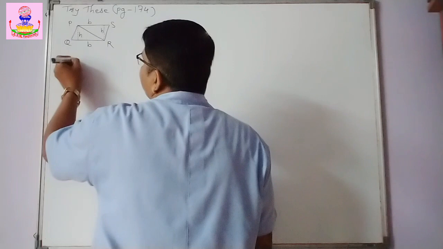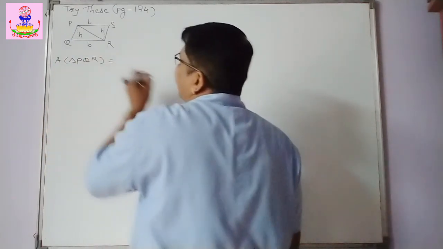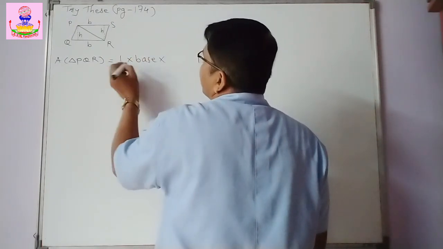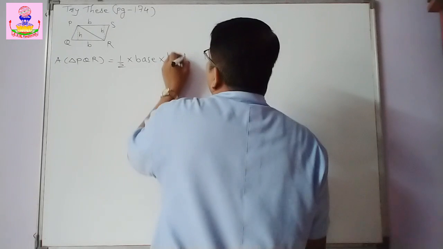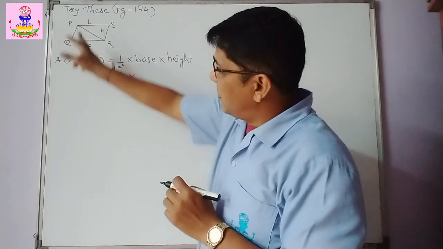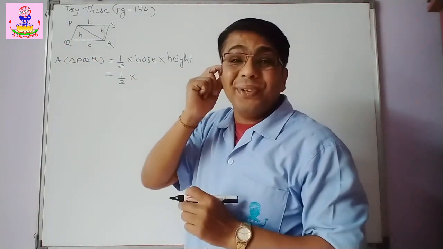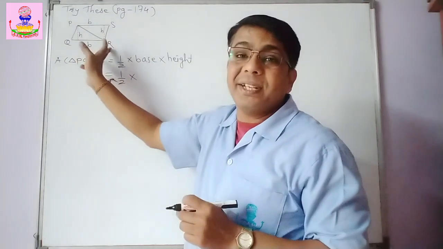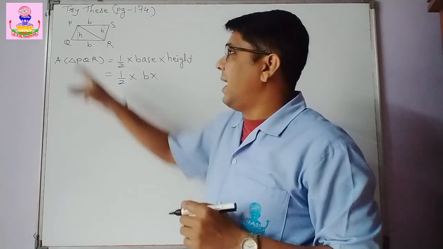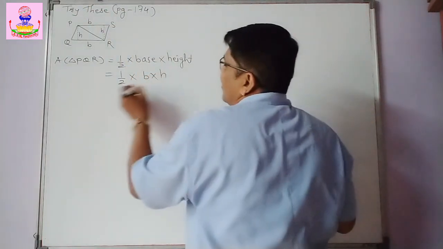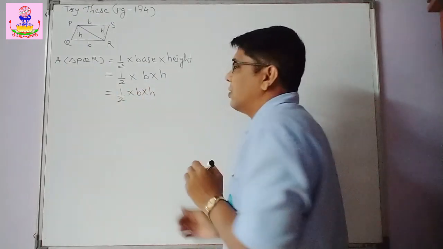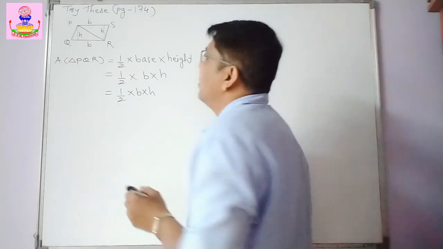Okay, so area of triangle PQR, what is it? Yes, half into base into height. Now, what is the base here? QR. See, where is the perpendicular? On which side it is. So that becomes the base. So the base is B, the length of that is B, and height is H. So you get half into B into H. That is the area of triangle PQR.